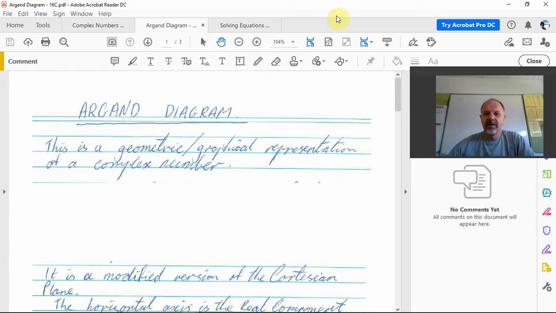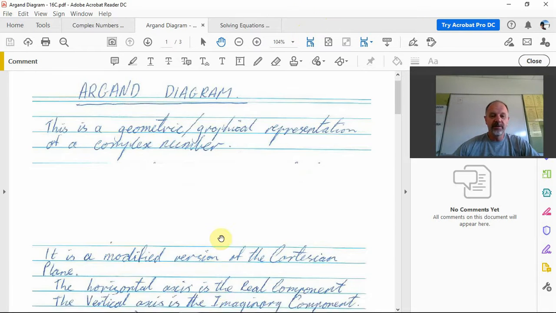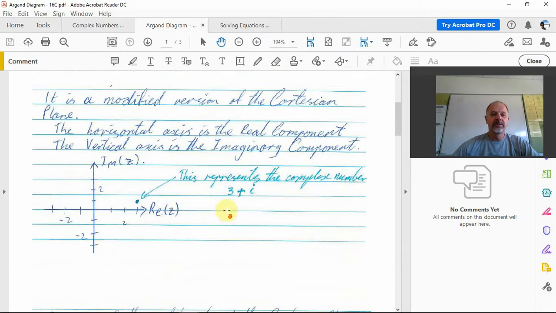Alright, so today we are looking at what's known as an Argand diagram. An Argand diagram, as it says there, is a geometric or graphical representation of a complex number. It's a modified version of the Cartesian plane, as in the example here.